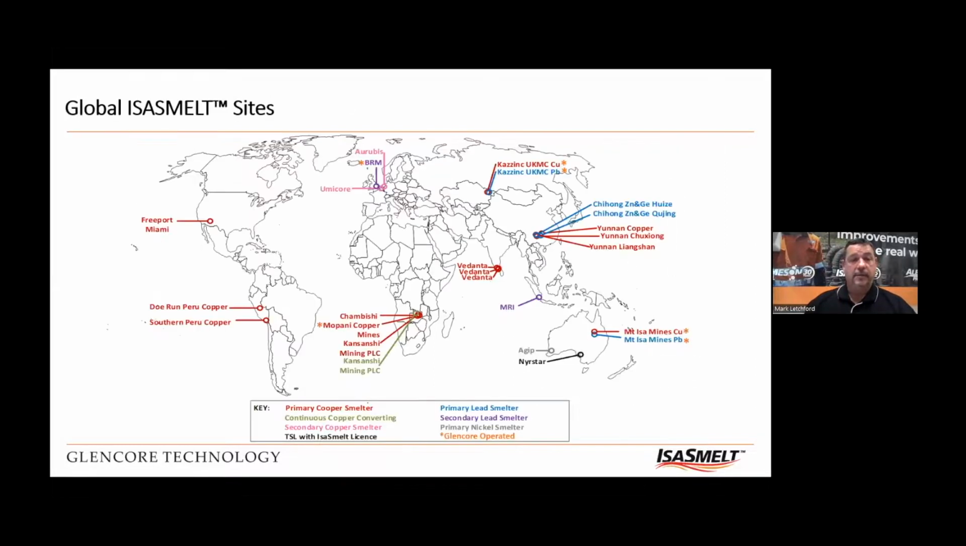So isosmelt furnaces have been around for 30 plus years. And this is a global map showing the sites which have taken up the isosmelt technology. There's 25 sites there, and we have supplied that technology in the form of projects onto those sites over the past 30 or so years. And basically those projects have used the design methods and the project methodologies that I'm going to describe today.